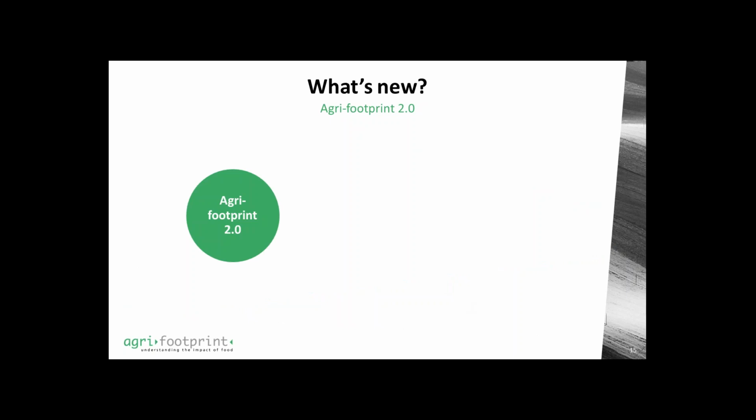Okay, and what's new now in the second version of Agri-footprint? There is a tremendous increase of crop cultivation LCIs. There were approximately 30 LCIs included in the first version, and now it's over 300 LCIs.